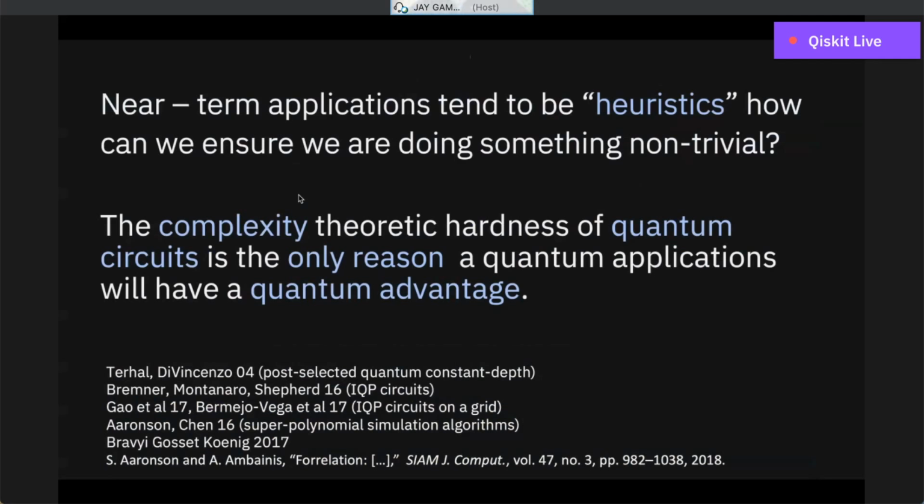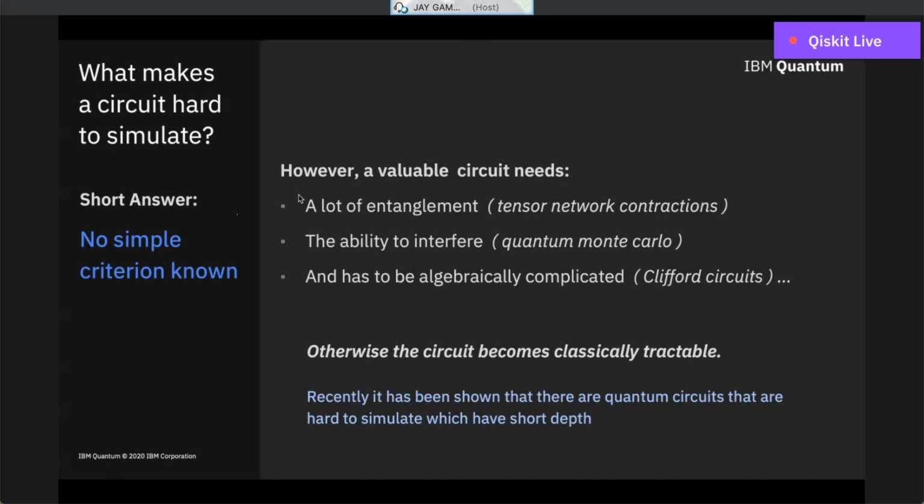Here I give a lot of references, and I'm not going to go into the details of these different types of circuits. For a future talk, someone from our team will talk about what makes a circuit hard to actually run, and what are interesting circuits. However, I will talk a little bit about what makes a circuit hard to simulate. If it's easy to simulate, we know it's not an interesting circuit.